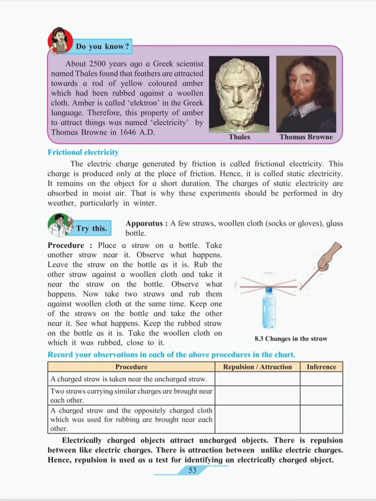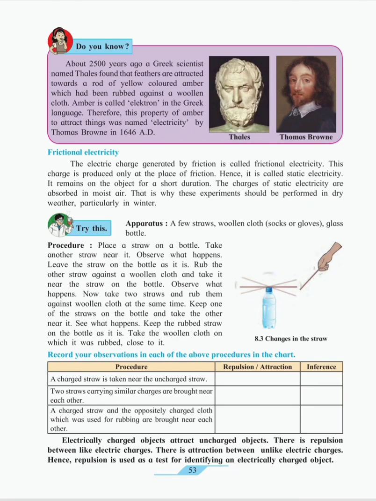And in the third condition, you have to take that woolen cloth which was earlier rubbed by the straw. You take that woolen cloth close to the straw which is placed on the bottle. And you have to check which one repels, which one attracts. Attract means the straws should get close to each other. They should get attracted to each other. And repel means they run far from each other.